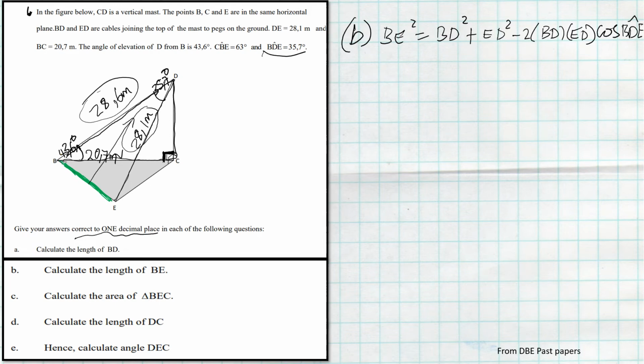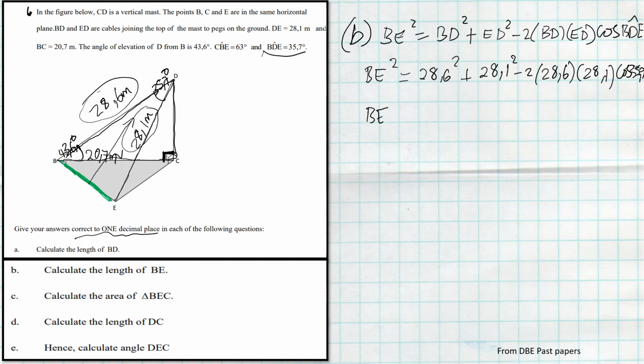So it's because of the cosine rule. Then BE squared will be equals to, what is your BD? Your BD is 28.6, right? Squared. Plus, what is your ED? Your ED is 28.1 squared. Minus 2 into 28.6 into 28.1. Then the cos of that angle on top is 35.7, right? So it's 35.7.